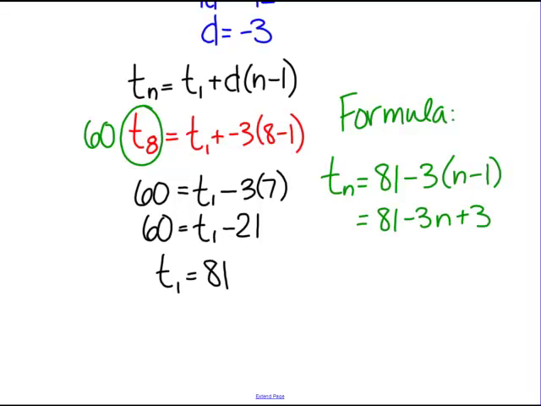So since we have the first term and the common difference, we can use those to write an equation. And of course, we're going to simplify this. This is just like we wrote the equation on the previous slide. We just found d and t sub 1 all in one step.